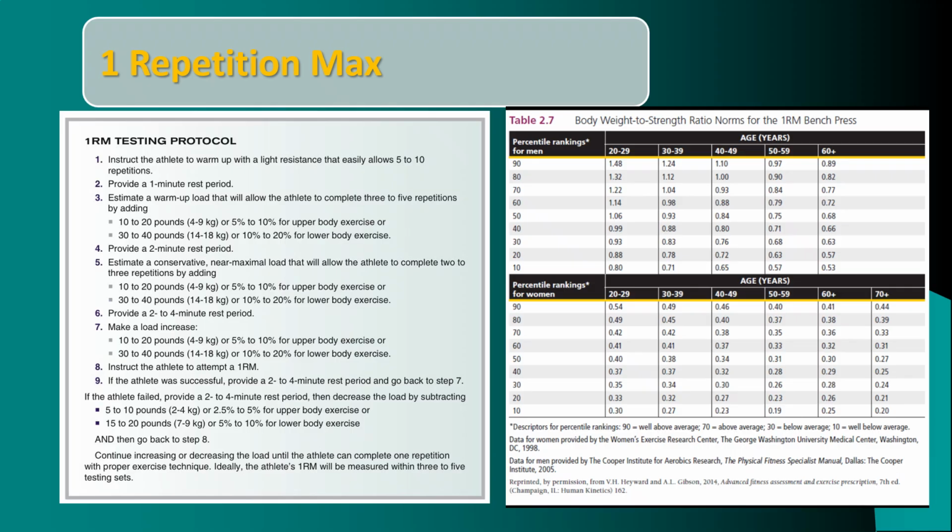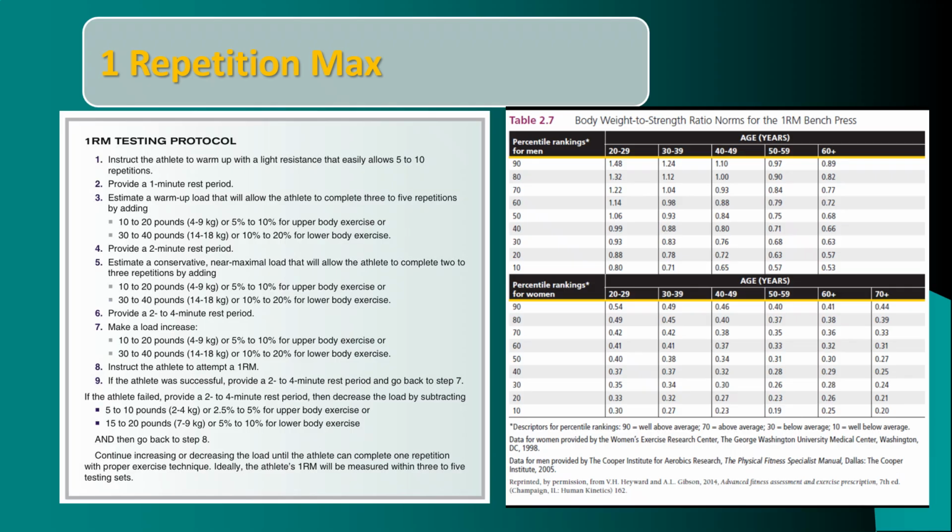Then at this time we're going to estimate a warm-up load that would allow them to complete 3 to 5 repetitions. So maybe add 10 to 20 pounds, or 5 to 10% for the upper body exercise, and more for the squat exercise. Then you give them a 2 minute rest period, and again you do the same thing. Then you estimate a conservative near maximal load that would allow the athlete to complete 2 to 3 repetitions. So by adding 10 to 20 pounds for the bench press, or 30 to 40 for the lower body.